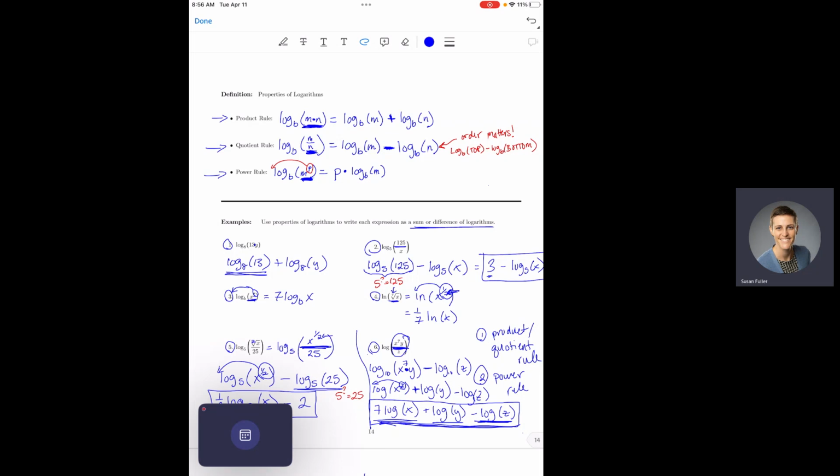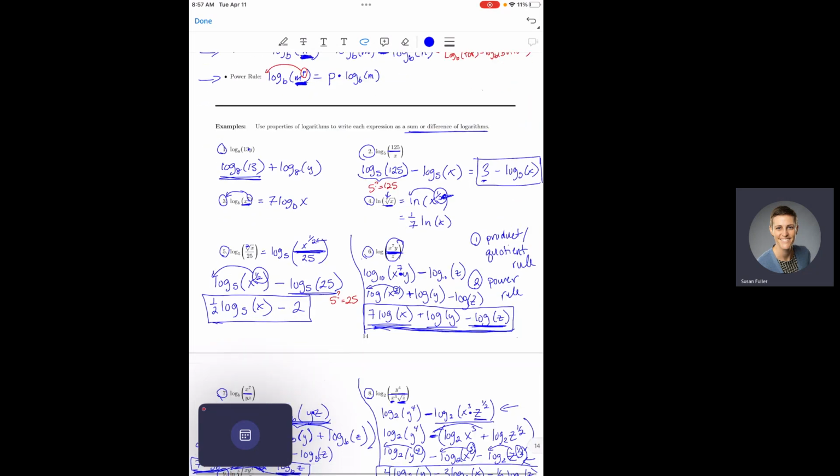Again, the product rule says if you have multiplication inside, that turns into addition outside. Quotient rule says if you have division inside, that turns into subtraction outside. And the power rule says if you have a power inside, you can take that power, drop it out front, and that power gets multiplied by the logarithm.